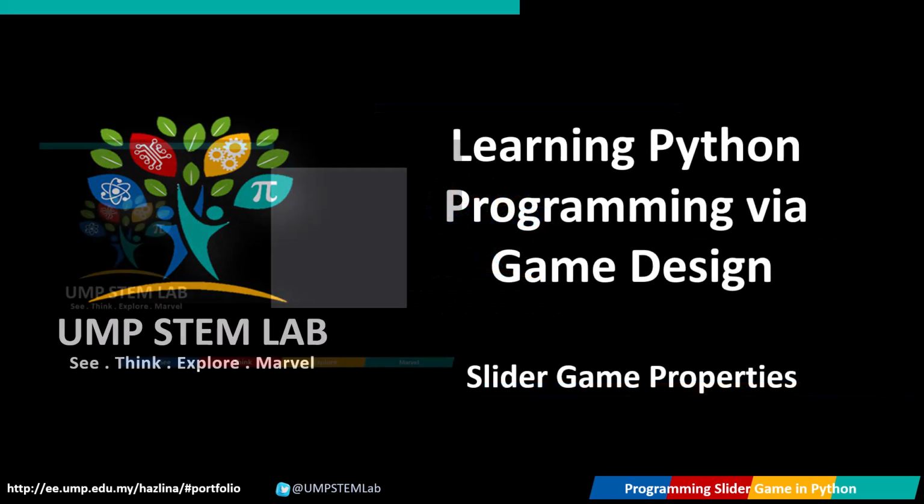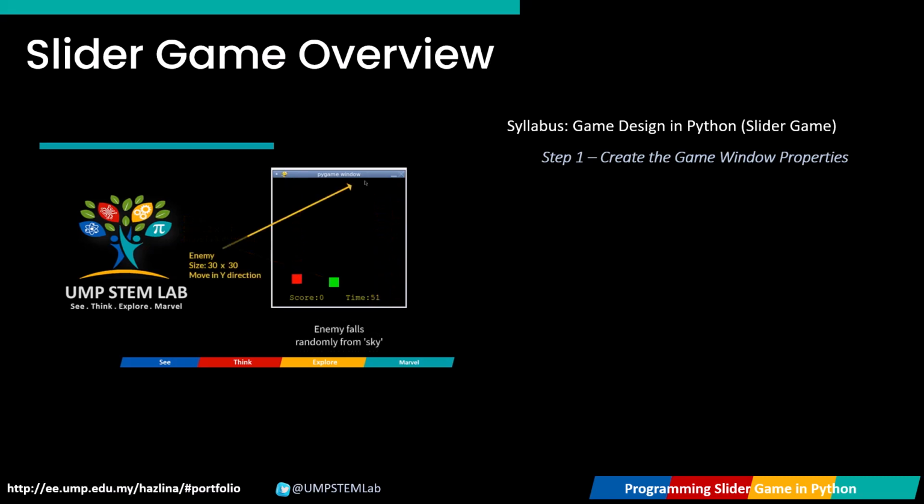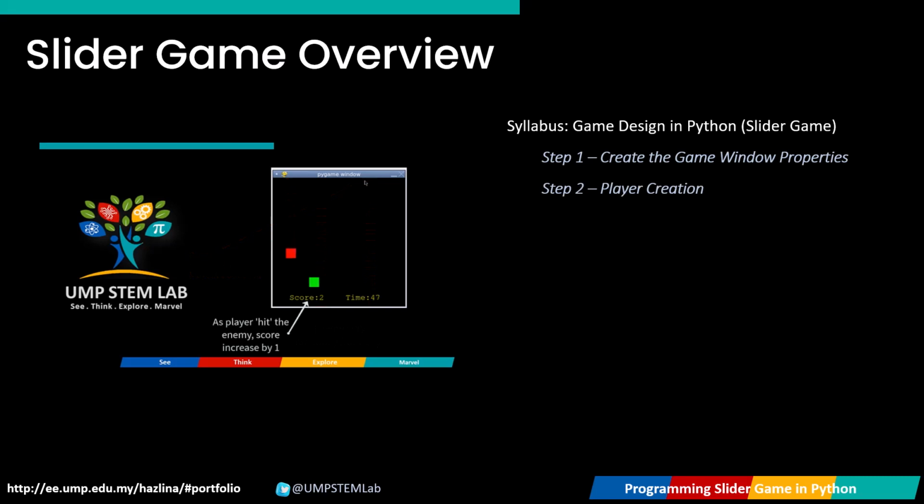game design adventure. In step 1, we'll start by setting up the foundation of our game. We'll create the game window and define its properties such as its size and background color. In step 2, it's all about bringing our player character to life. We'll delve into player creation, giving our character the appearance and functionality it needs to navigate the game world.